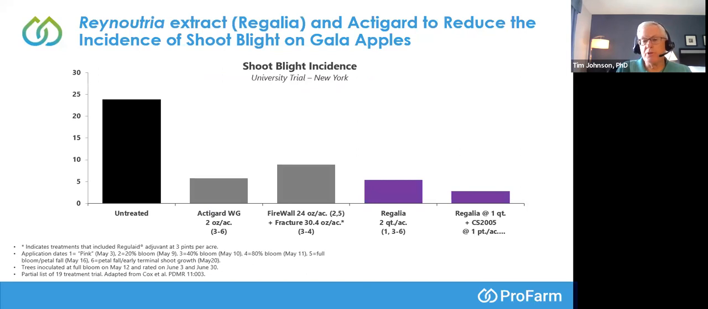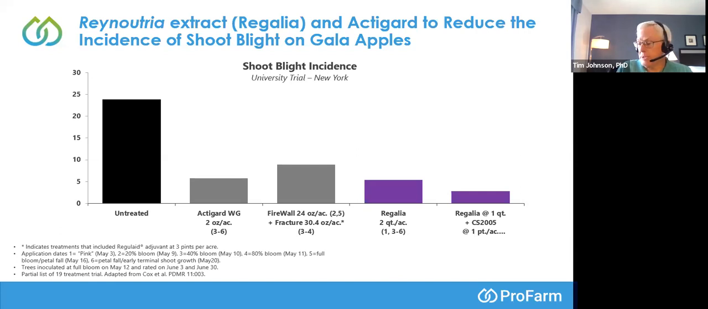And this is example number 2. Again, same research in New York State, just the following year. A couple differences. In this case, the Regalia plus copper treatment, where we reduced the rate of Regalia to 1 quart, added the pint of the soluble copper product, numerically was better than the Regalia by itself. It's a very common combination to have those 2 together. Again, the Actigard worked very well. This is on shoot blight instead of blossom blight. And there's one other treatment in here, Firewall, which is an antibiotic rotated with fracture.